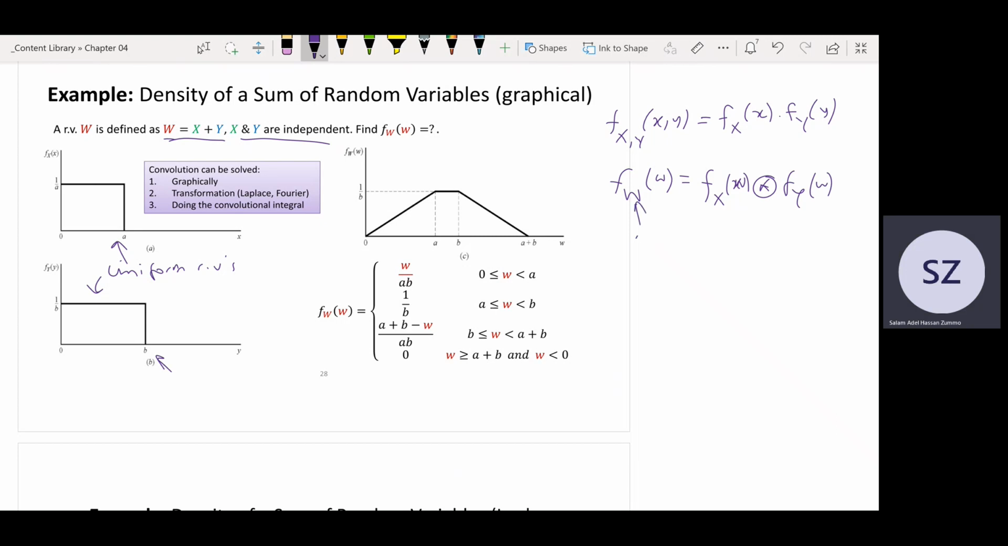This is the sum of X and Y. This is a random variable, which is the sum. So W is a random variable. But you need to distinguish between these two things. This is a product, this is a convolution. Don't memorize it, you must understand what each one means. Please distinguish. Thank you.